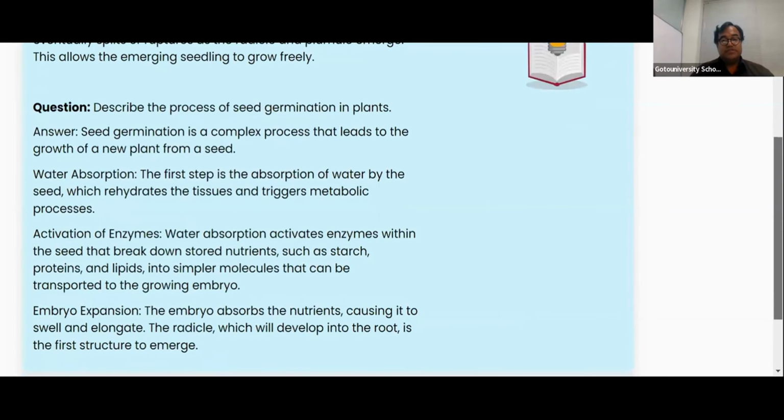Describe the process of seed germination in the plant. We know very well seed germination is a complex process. As I already told you, water absorption by the seed coat makes the metabolism happen much faster, and the enzymes get activated because of the water and the good amount of nutrient circulation. Embryo expansion is very, very important for the seed to grow.